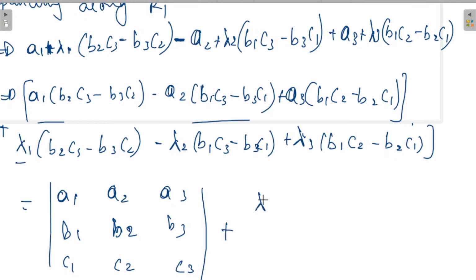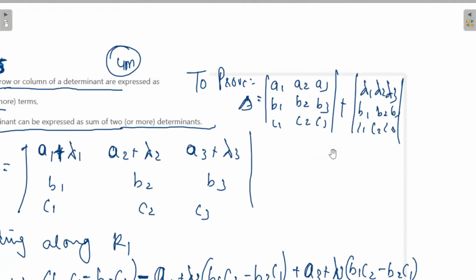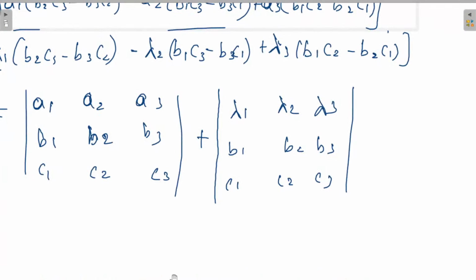Delta 1, delta 2, delta 1, delta 2, delta 3. Sorry, lambda, why am I saying delta 1? Lambda, and here b1, b2, b3, c1, c2, c3 are what we have to prove, and hence it is proved.